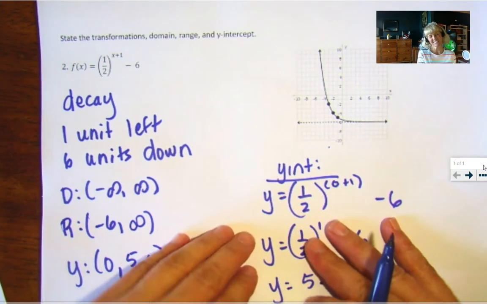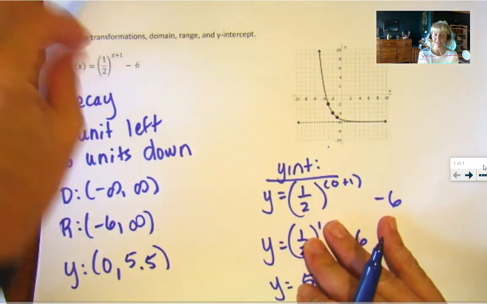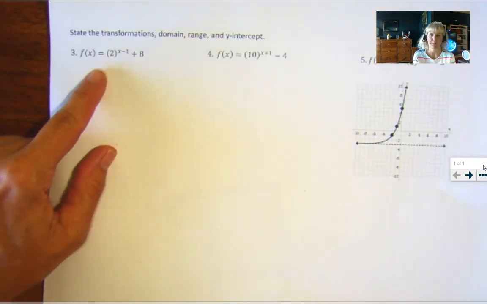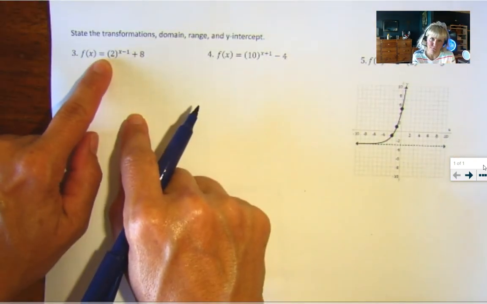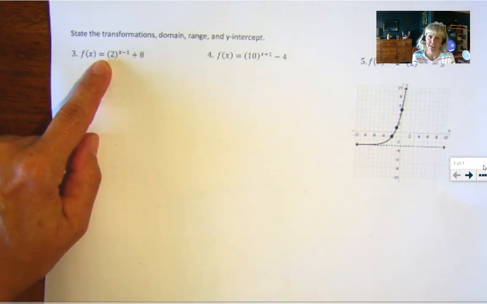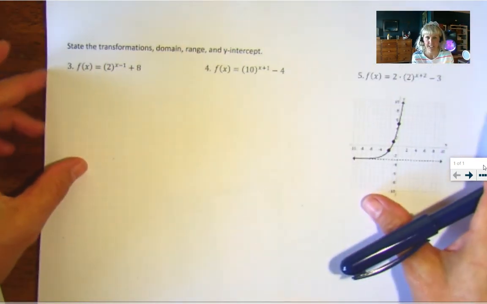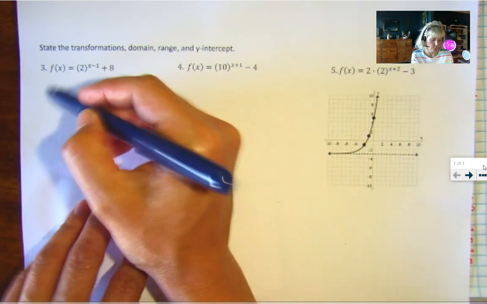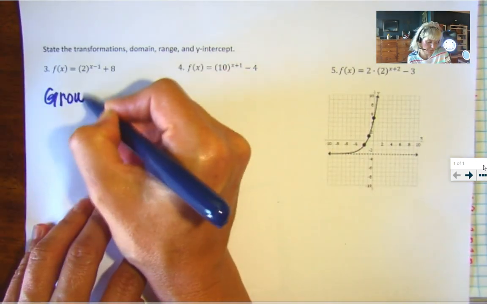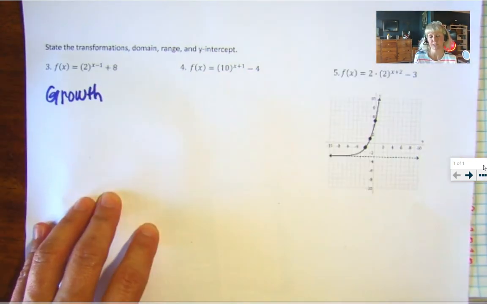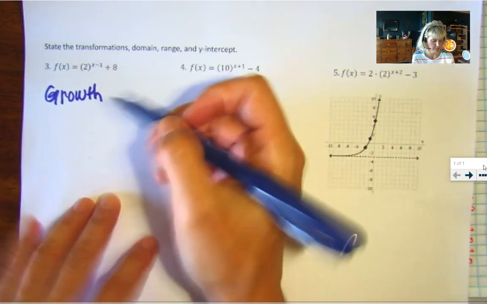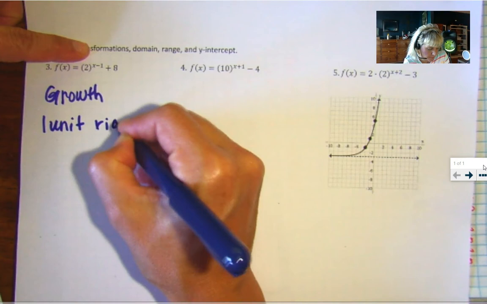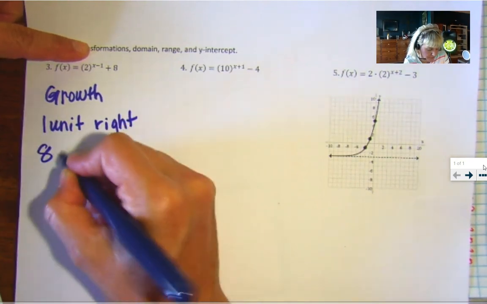Okay, let's take a look at some equations and figure out what those transformations are. So for number 3, again, I do not have a number out front here. If I do not have a number out front here, then there's not going to be a stretch or a shrink. So what's going on here is it's a growth. And I know it's a growth because the base is greater than 1. It is going to be 1 unit to the right this time. And this graph has been shifted up 8 units.